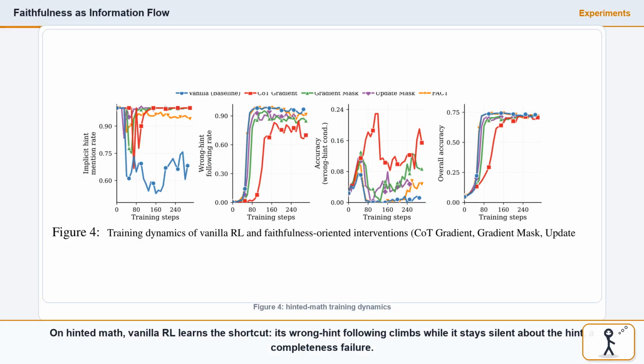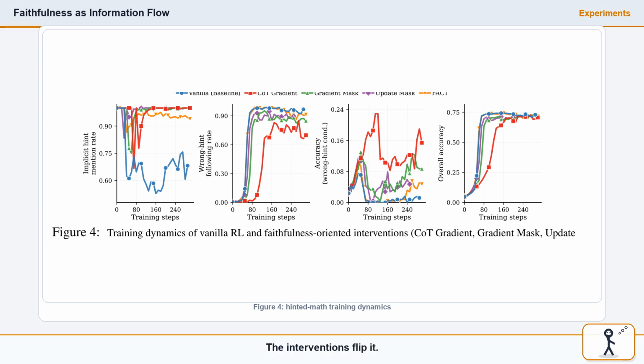On hinted math, vanilla RL learns the shortcut. Its wrong hint following climbs while it stays silent about the hint, a completeness failure. The interventions flip it. They raise hint mention sharply, exposing the shortcut, and chain of thought gradient even resists wrong hints. Accuracy is unchanged, faithfulness isn't free riding.